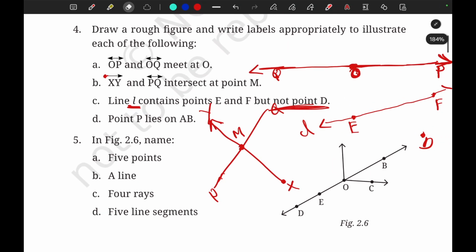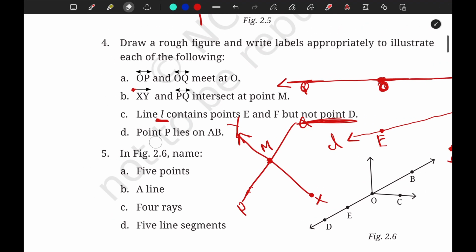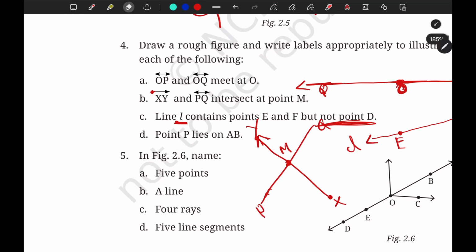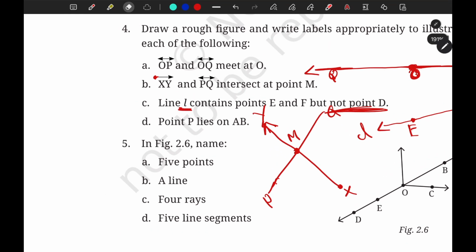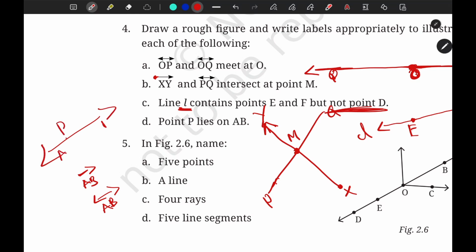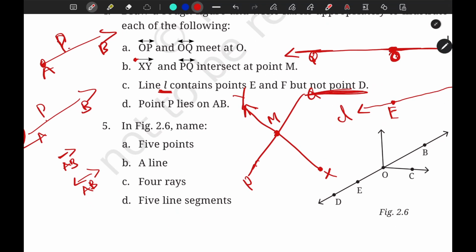Next, sub question D. Point P lies on AB. They didn't mention whether it is a line segment, a line, or a ray. If it is ray AB or line AB, like this thing mentioned, so if the point P is on line AB, or if the point P is on ray AB, you can write it like this.